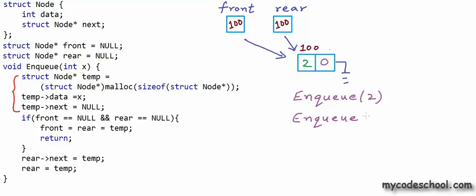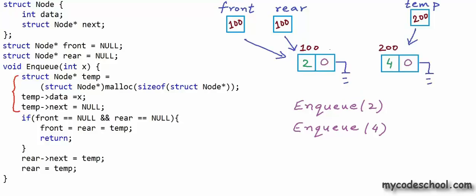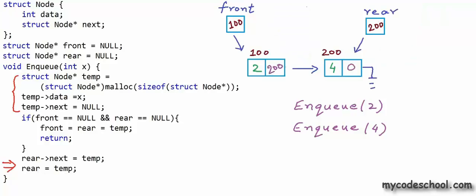Let's say we are making another call to the enqueue function at this stage, passing number 4 as the argument. Once again a new node will be created. Let's say I got the new node at address 200. This time the queue is not empty, so in this function we will first go to this statement, rear.next equal temp. So we will set the next part of this node at address 100 as the address of the newly created node, which is 200. So we will build this link. And now we will store the address of the new rear node in this variable named rear. So this is how my queue will look after this second enqueue.